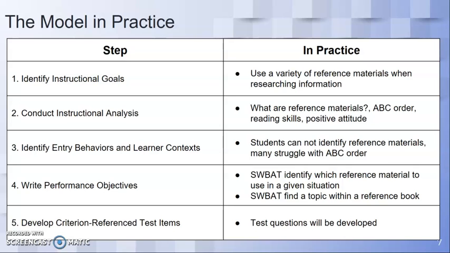Students will need to have the skills of using ABC order, identifying which reference material should be used in which context, and how to read the definitions and topics in a reference book in order to complete this task. In previous lessons, I've determined that our students do not have a working knowledge of using reference materials in context, and they struggle to put words in ABC order. Performance objectives will relate to students being able to identify reference materials and use that reference material to help them find answers to a question. Next, test questions would be created relating to these topics.